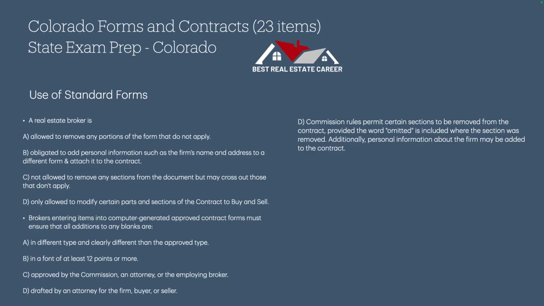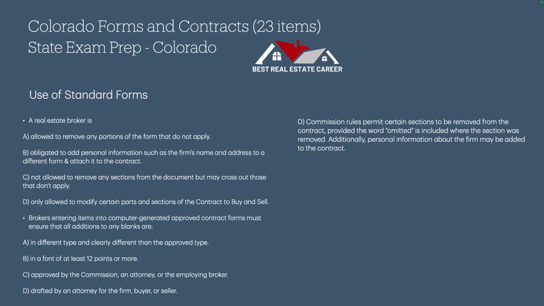But what we can do is add information, right? It says add personal information about the firm. We can add specific provisions like buyer wants the home in a broom swept condition. Like they can actually say, you know what, we want this house clean when we take it over. We're allowed to add stuff like that, but we can't go through and delete the price, right? That can't happen.